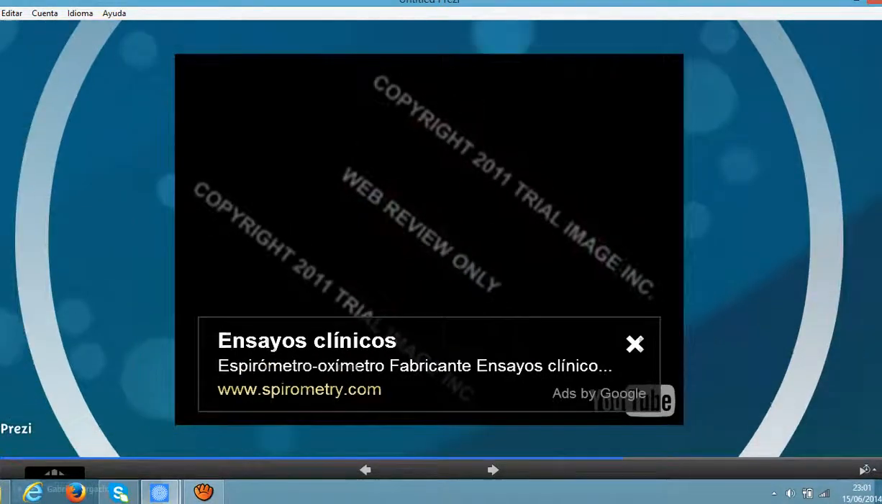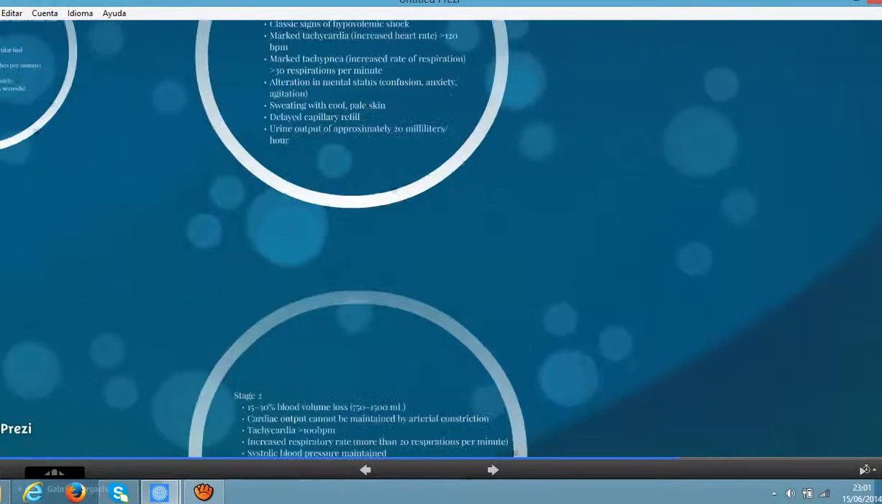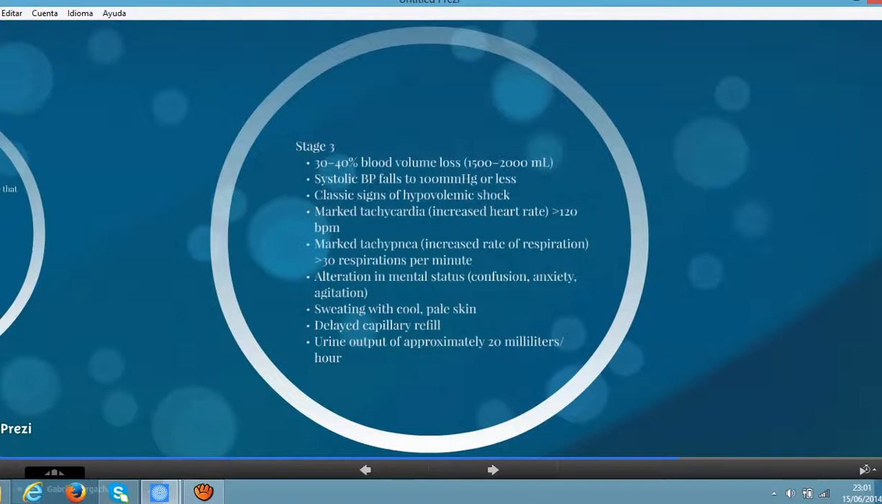Okay, including all of this, we can go on to stage 3. 30 to 40% blood volume loss, about 1,500 to 2,000 milliliters. Systolic blood pressure falls to 100 millimeters of mercury or less.